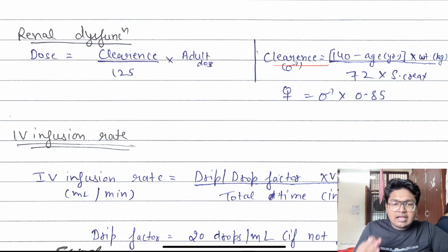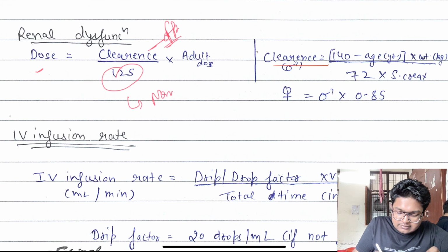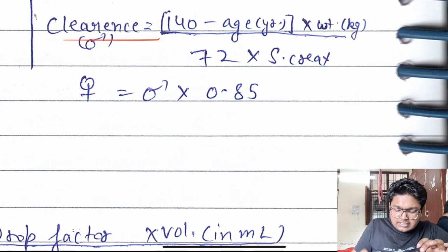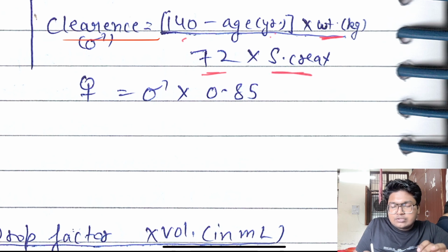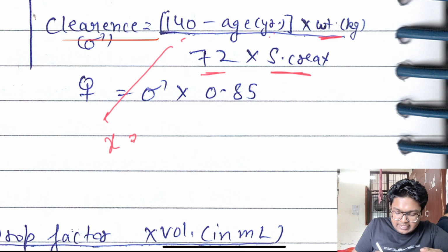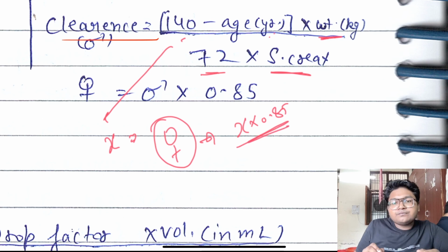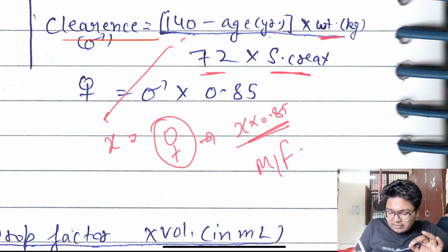Then we have renal dysfunction, and how to calculate the dose for a patient with renal dysfunction. First of all, dose is clearance of the patient upon 125, which we take as normal clearance, into adult dose. And how to find clearance of the patient? 140 minus age of the patient into weight upon 72 into serum creatinine of the patient, and let this be x. If we are calculating for females, x into 0.85. It means the male to female ratio is 1:0.85.